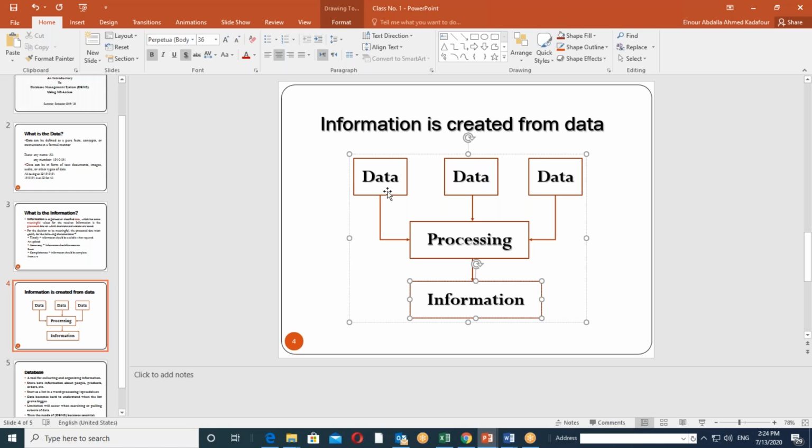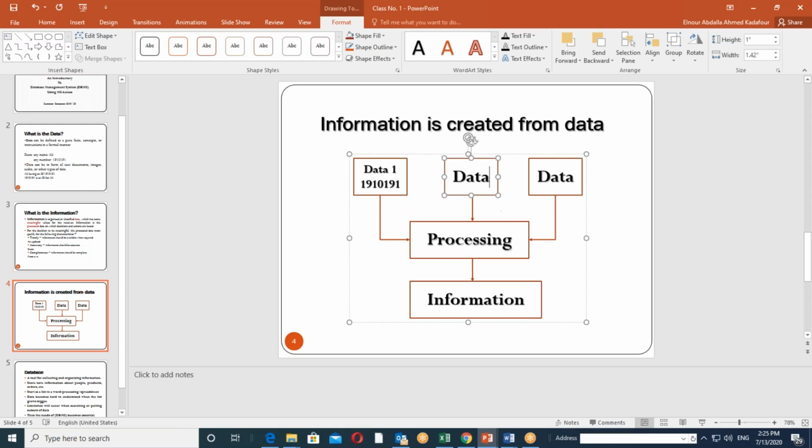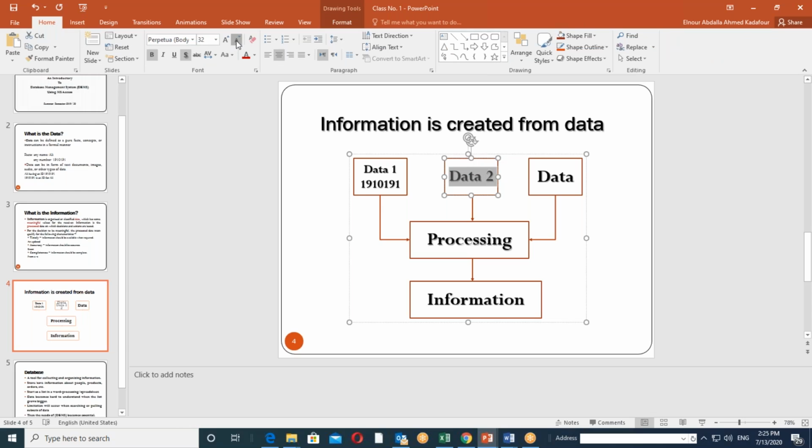So simply, if data 1 is, for example, a student ID. Yes, this is a student ID. I just gave you an example, so let us assume this is 1. Then data 2 is a name. Who is that? Let us assume he is Ali again. He is Ali. Okay, fine.